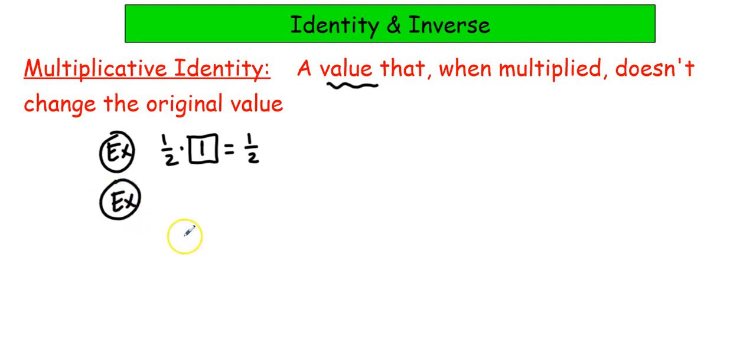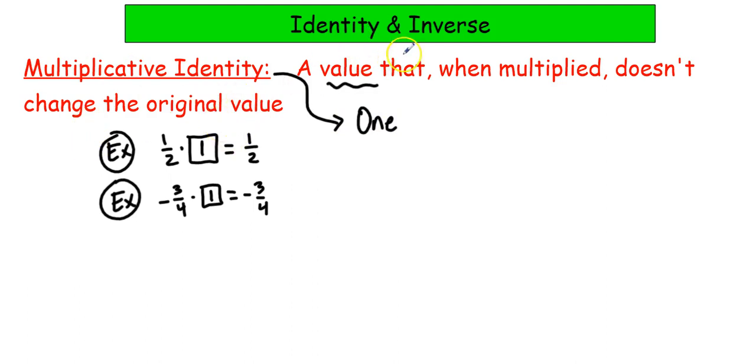Same thing if you're talking about negatives, fractions, whole numbers, whatever it might be. So let's look at -3/4. We multiply that by some number, and it spits out the exact same number that we started with. Well, we know that number is going to be 1. So the multiplicative identity is always 1.